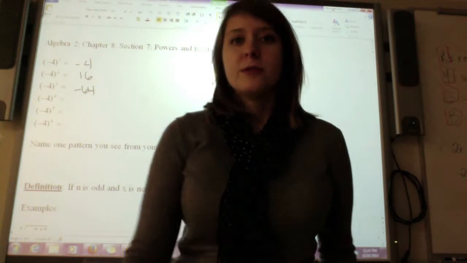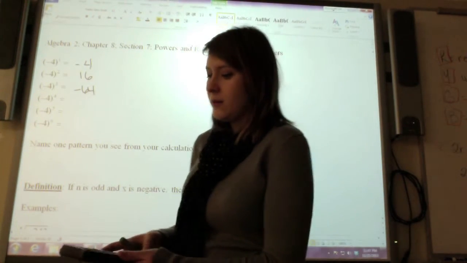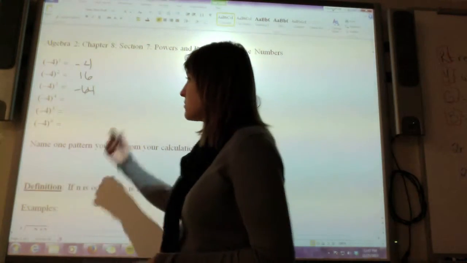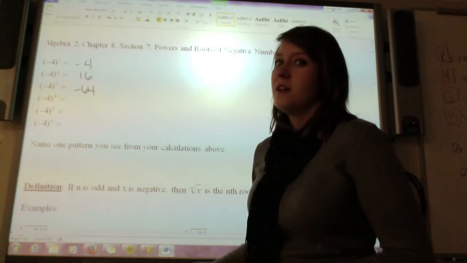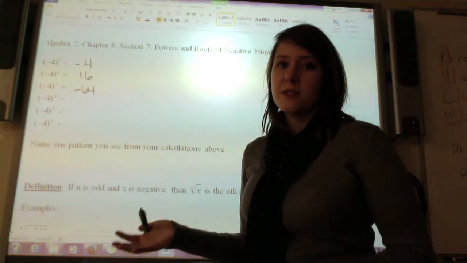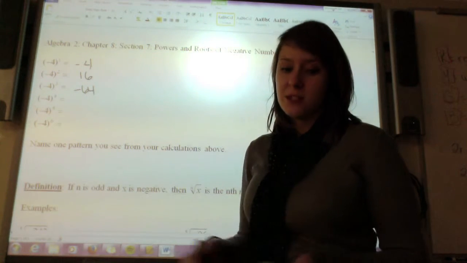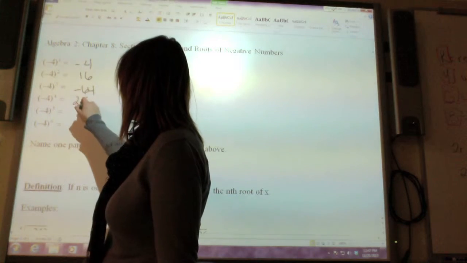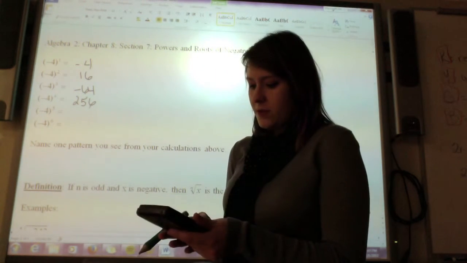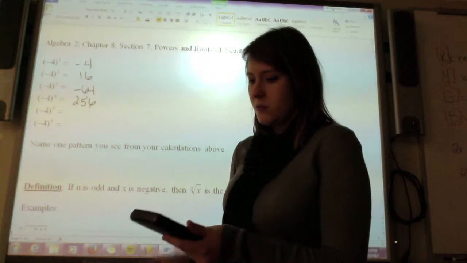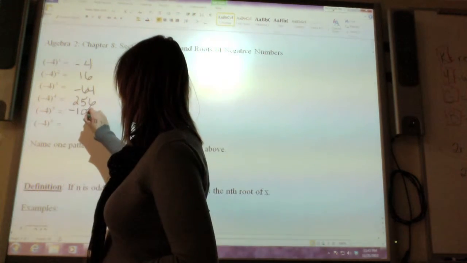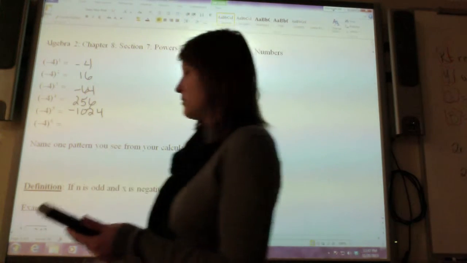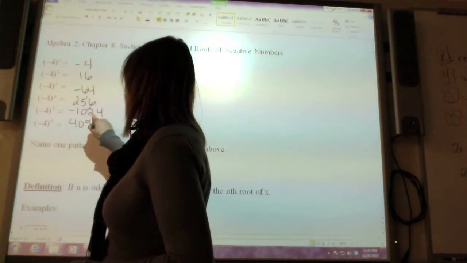Okay, if I take negative 4 to the fourth, well, I know that that's the same thing as negative 4 times negative 4 times negative 4 times negative 4. And I know negative 4 times negative 4 was 16, so basically it's just 16 times 16, which is 256. Okay? If I take negative 4 to the fifth, pretty sure you guys are catching my drift here. This is negative 1024. And if I take negative 4 to the sixth, that's going to be positive 4096.